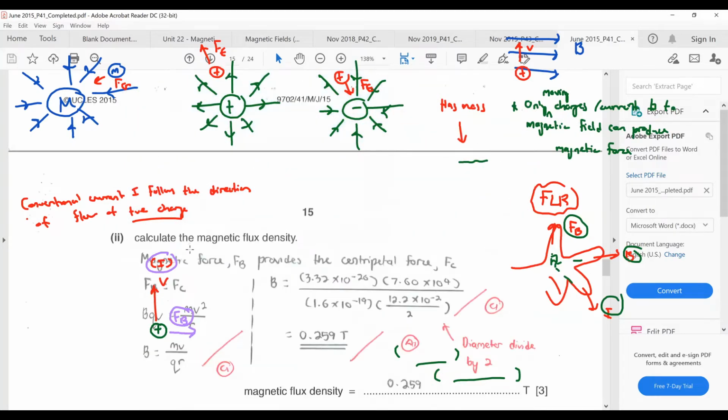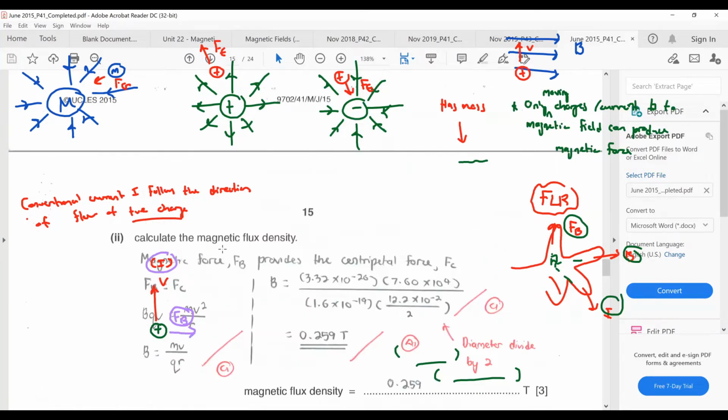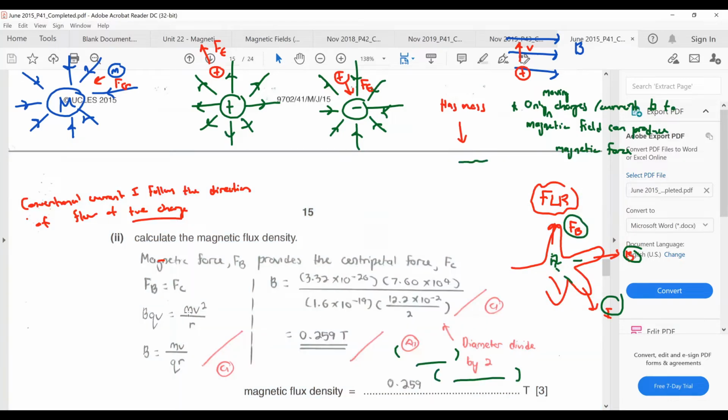Now calculate the magnetic flux density here for the thing that's moving in a circle. So here you can just say that magnetic force provides you the centripetal force. FB is equal to FC. The magnetic force acting on a moving charge 90 degrees to the field is BQV. Centripetal force is mv squared over r. So from here you can find out what is your B.